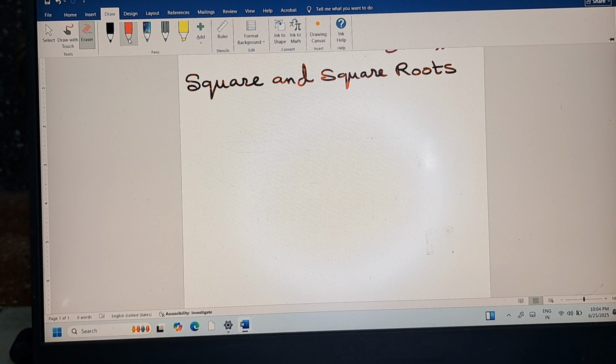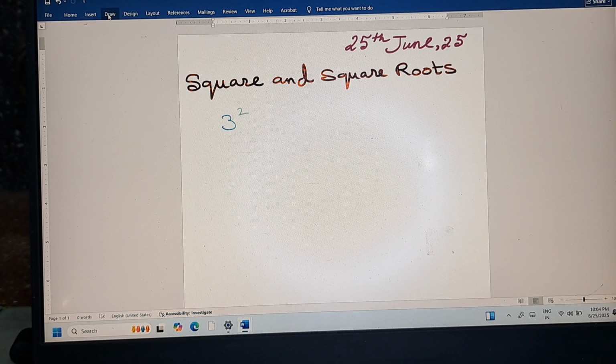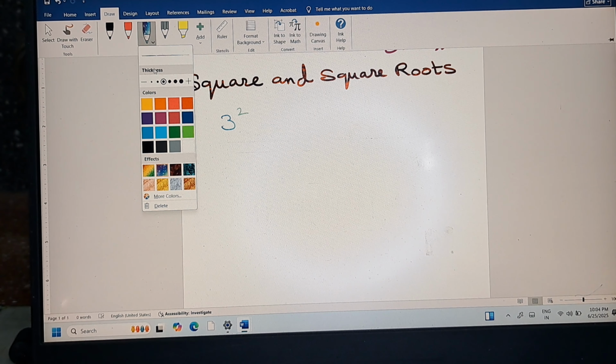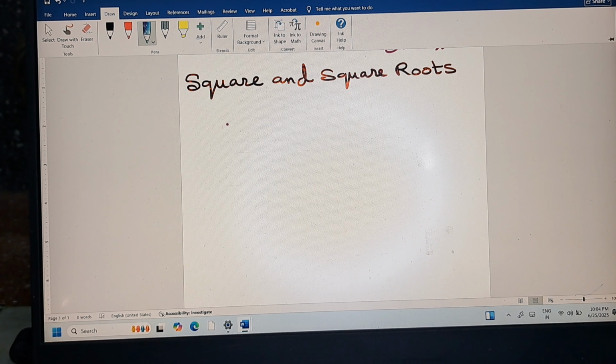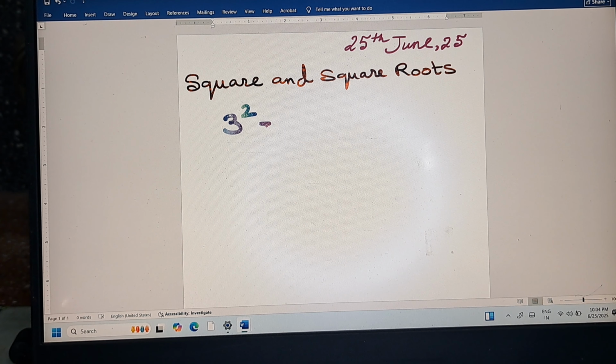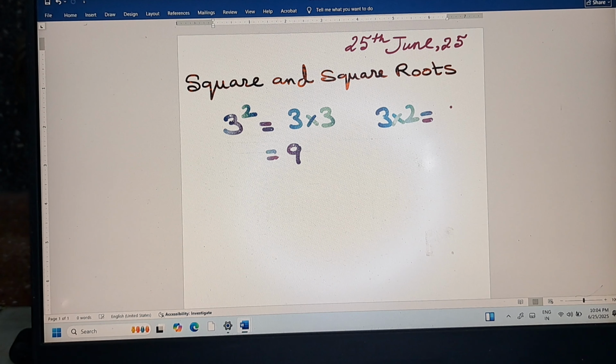Let us take one example, like 3 square. If I write 3 square, what will be the answer? Students, it will be 3 into 3, that is 9. But sometimes if we don't have the knowledge, we will say 3 into 2, that is 6. So it is wrong. So 3 square means 3 into 3, 9.